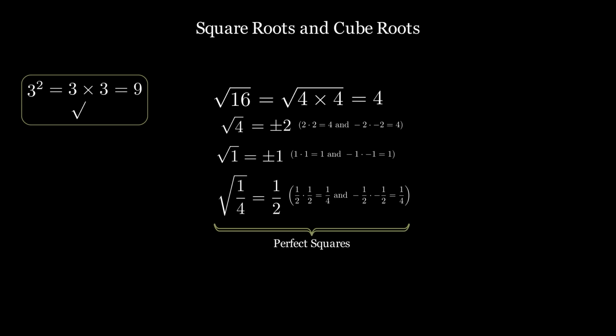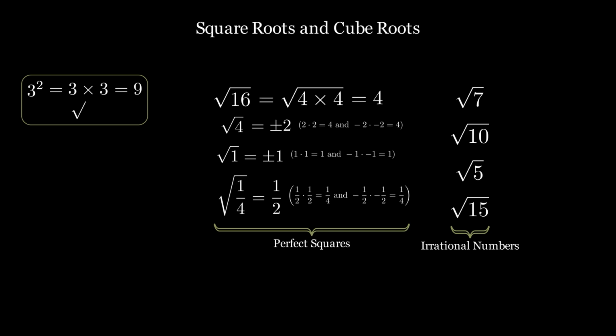Now, not all numbers are perfect squares. For example, the square roots of 7, 10, 5, and 15 are all irrational numbers. A number is not a perfect square if it cannot be expressed as the product of an integer with itself. 7, for instance, is not a perfect square because there is no whole number that when multiplied by itself gives us 7. Same goes for 10, 5, and 15. And there are many more examples of irrational numbers.